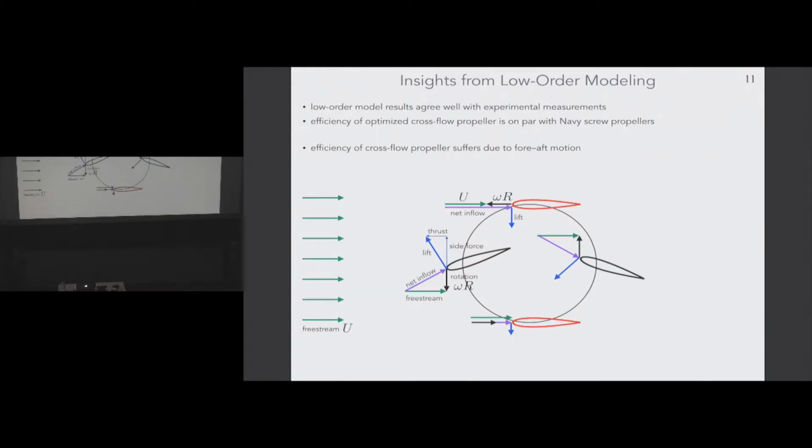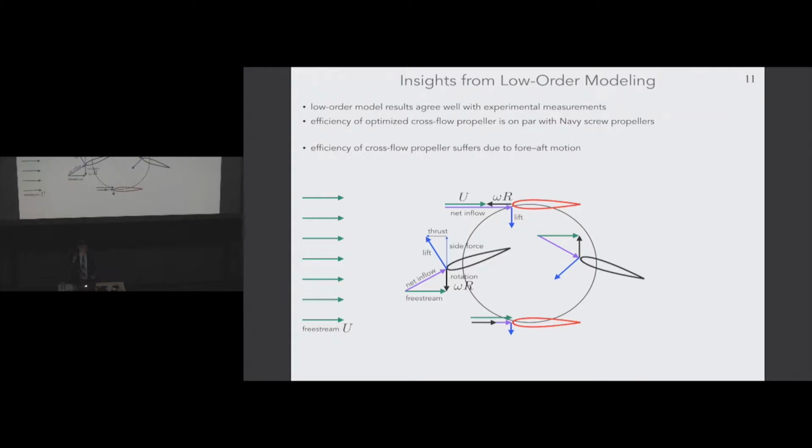The useful thrust comes from the component of lift when you're heaving either downwards here or when you're going up on this part here. So really, it's the downstroke and the upstroke which give you your useful thrust, and the forward and aft sections of this orbit are not useful at all.